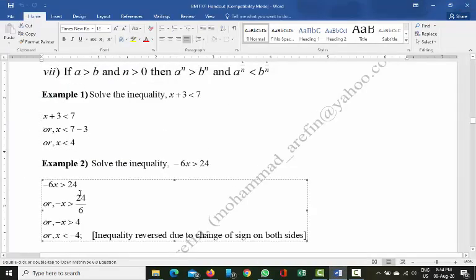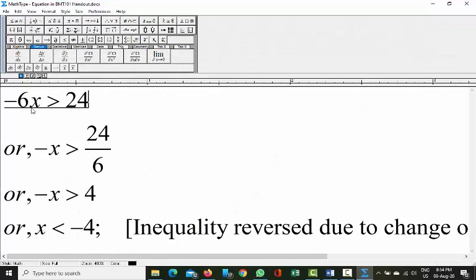Now the next one. Here we have minus 6x is greater than 24. So first we need to move this number to the right hand side. If you move it to the right hand side, we will have 24 divided by 6, so 6 will go into the denominator like a normal equation. 24 divided by 6 is equal to 4. That means minus x is greater than 4.